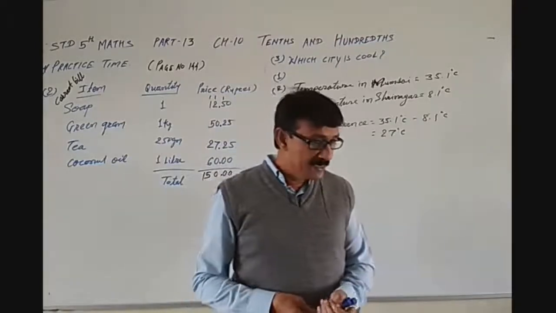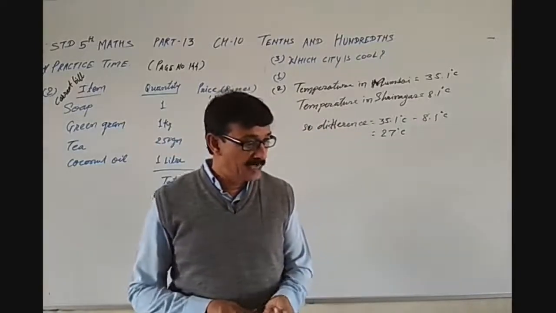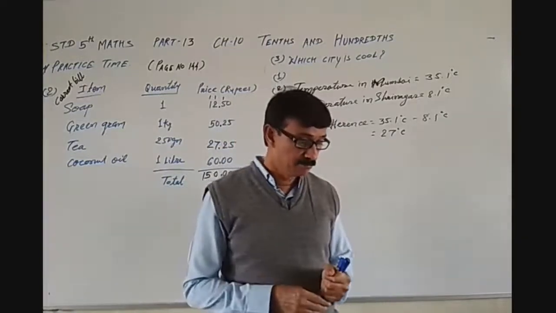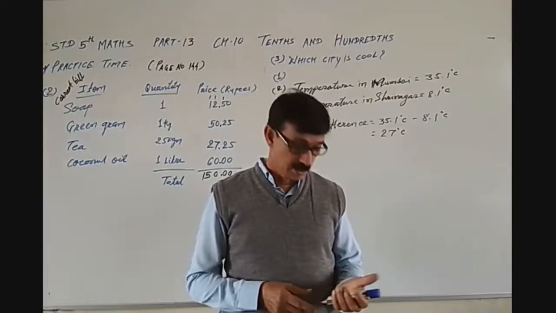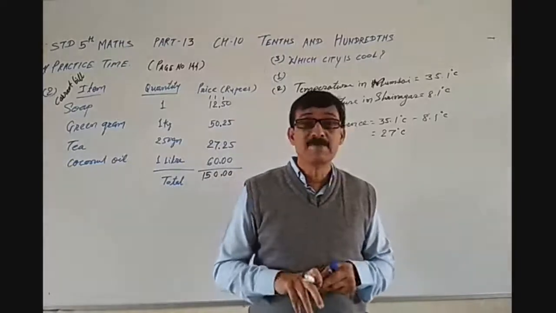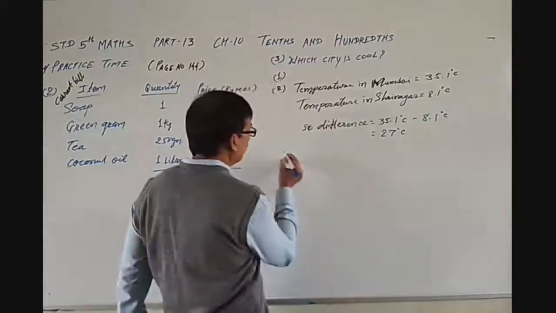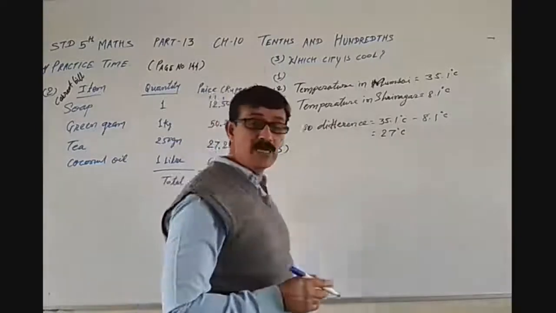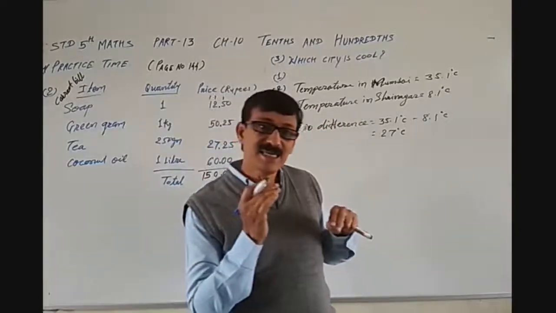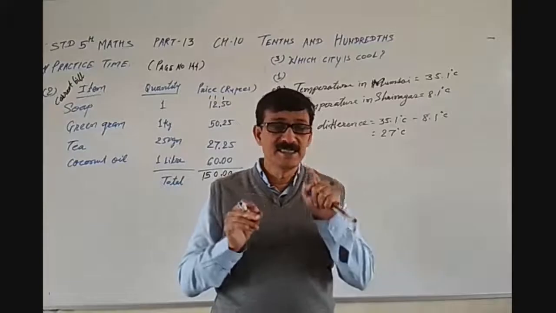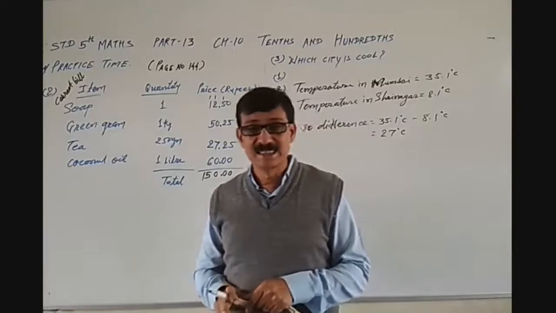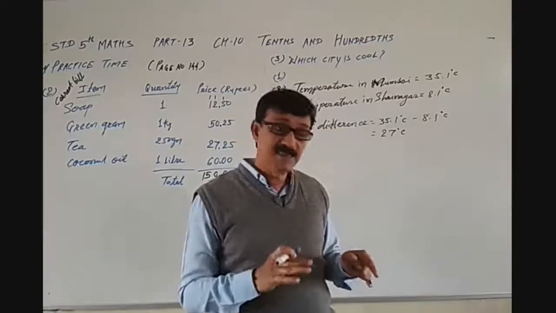The third one is, how many degrees will the temperature need to rise for it to reach 40 degrees Celsius in Thiruvananthapuram? The question is what? See, in Thiruvananthapuram you can see the temperature is 33.5 degrees Celsius, isn't it? Now, how many degrees should it rise so that the temperature will reach 40 degrees Celsius? The current temperature is 33.5.